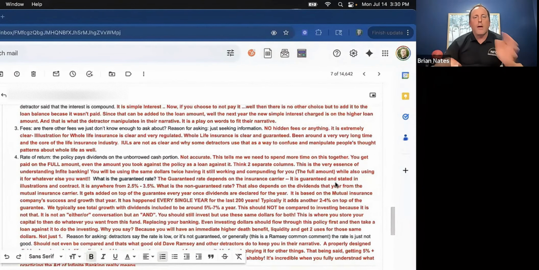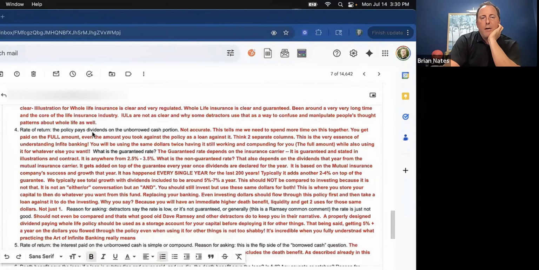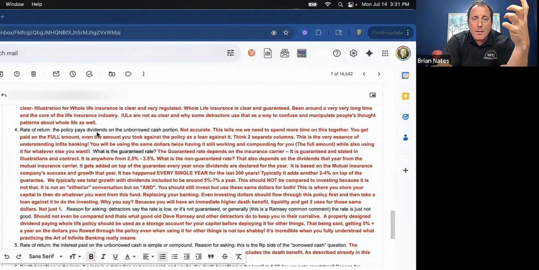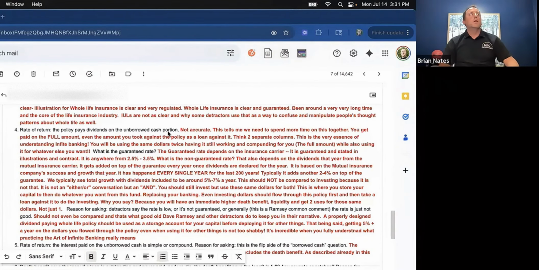So index universal life, IULs, are not as clear, and sometimes these detractors use it as a way to confuse and manipulate people's thought patterns about whole life as well. Okay, so the rate of return: the policy pays dividends on the unborrowed cash portion. This right here tells me big time that maybe if you're thinking that the policy pays dividends on the unborrowed cash portion, that is not accurate.